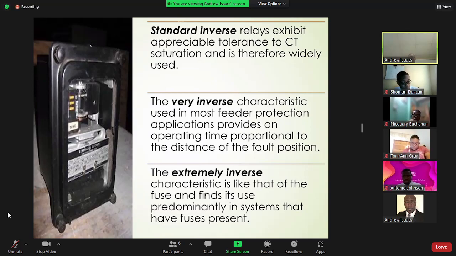For your very inverse, use the feeder protection. It allows you to have an operating time which is proportional to the distance of the fault position. So we talk now about a feeder, because the feeder, primarily radial feeders, would have a source point. And that source point really is with respect to, call it a transformer, because you're not really going to be connected into a generator at a feeder. So a feeder will be coming from a substation. So it's really a transformer point that you're looking at.